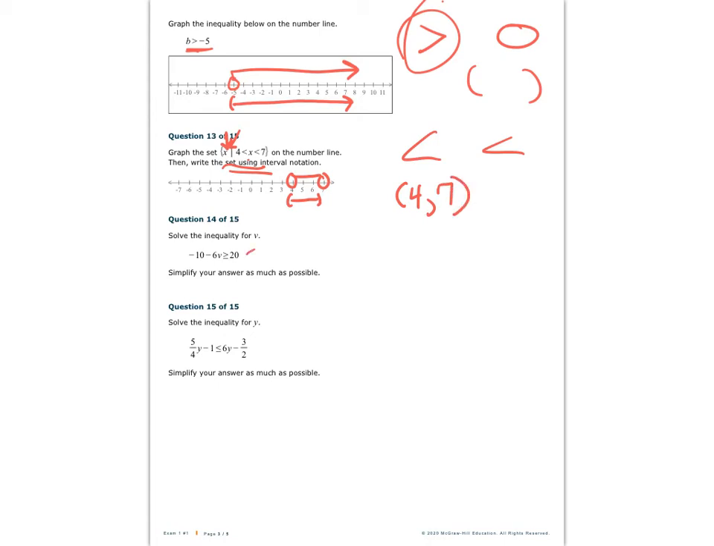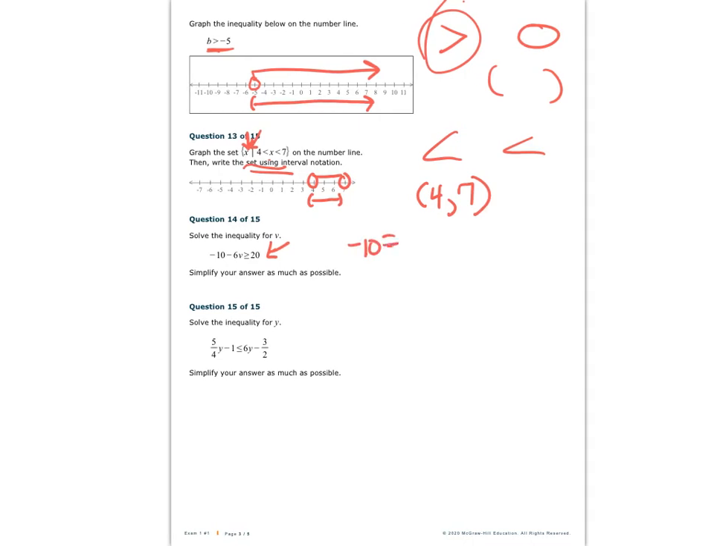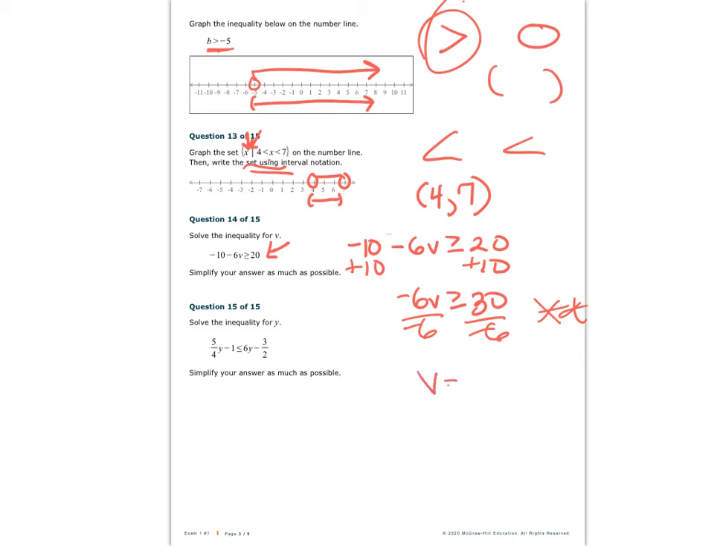Okay, now solving the inequality, just like solving an equation. So we have -10 minus 6v is greater than or equal to 20. So let's add 10 to both sides. -6v is greater than or equal to 30. Now remember, you're dividing by a negative. I'm guaranteeing you they're going to have a division by negative. So you have v is less than or equal to.